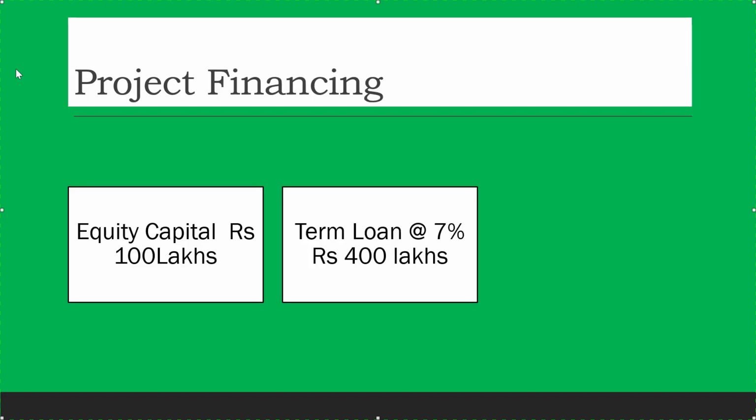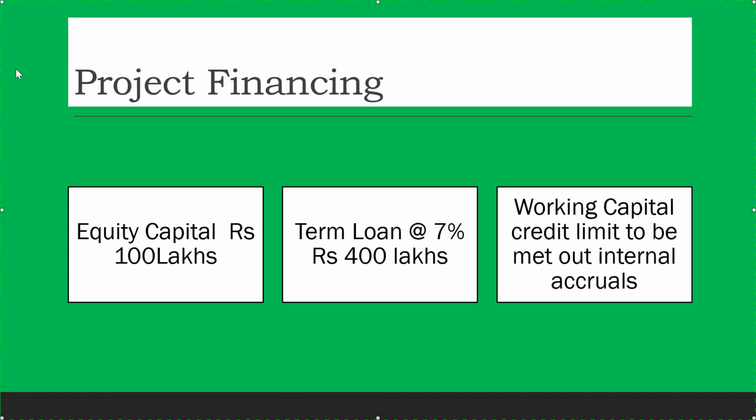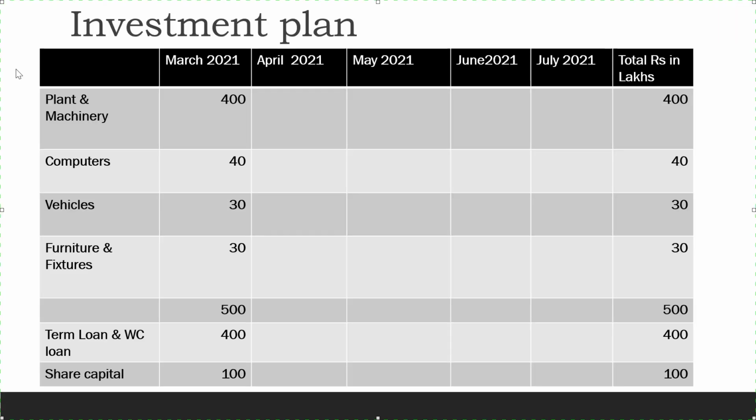Then project financing: 100 lakhs from equity. So the owner is going to put 100 lakhs into the business. I'm going to take a loan of 400 lakhs as a term loan. The working capital we will meet out of the internal accruals, because I'll be generating enough money in my business, so I don't have to take a loan from outside. To keep it simple, I've kept that I'll be using my own money, so that I don't complicate it. You can always make it complicated when you make your projections.